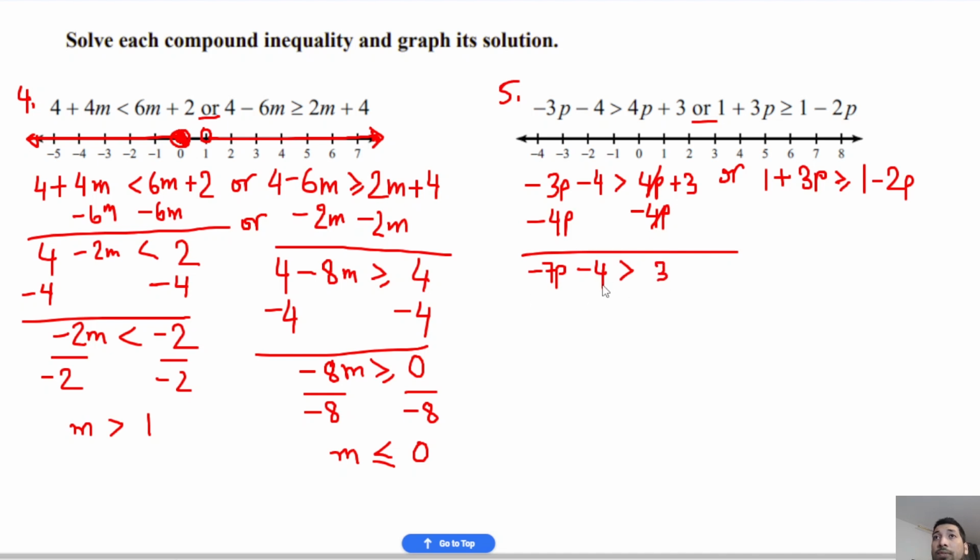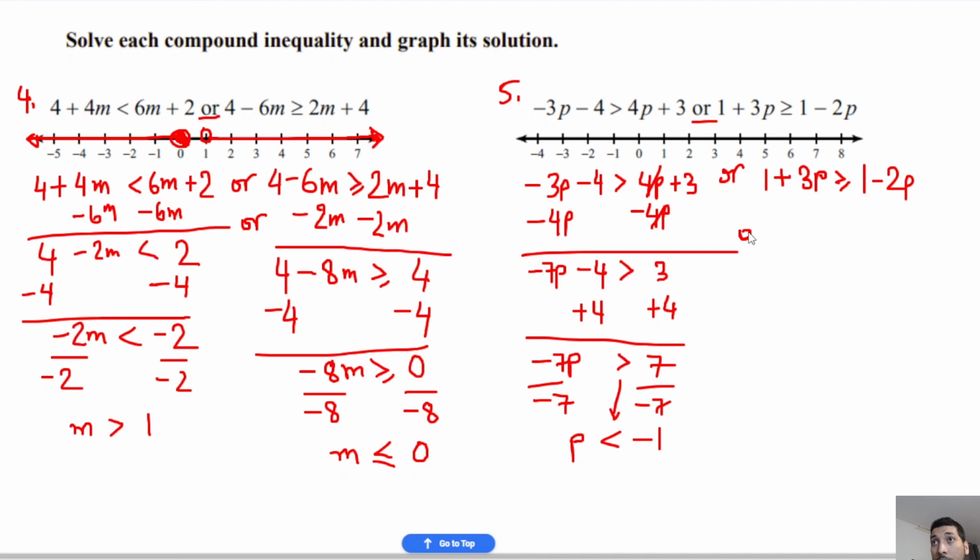So we cancel out this 4 by adding 4 on both sides. If we add 4, we get negative 7p greater than 7. Now to get p by itself, we divide both sides by negative 7. We have p less than negative 1 because we are dividing by a negative number, so the sign would reverse. And 7 divided by negative 7 is negative 1.